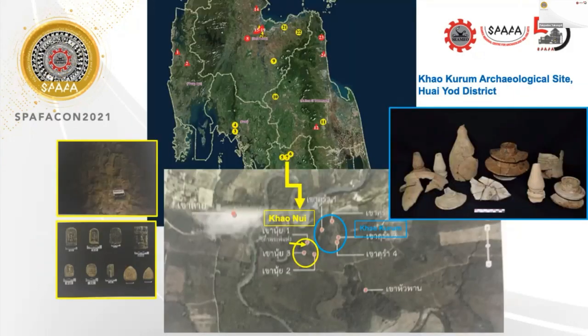Then once we come to the map, we check where the sites of Khao Kuram and Khao Nui are. You can see that Khao Nui is here and Khao Kuram is very near to Khao Nui. At Khao Nui, we found a votive tablet of this group, and compared to the site at Yarang, it is about the 13th to 14th century Buddhist era.